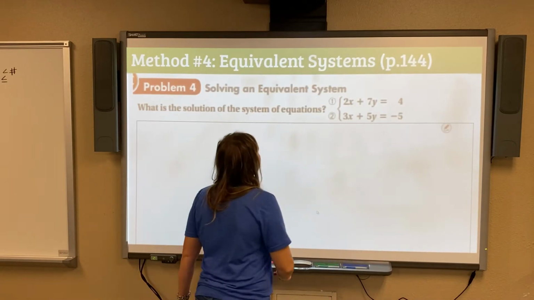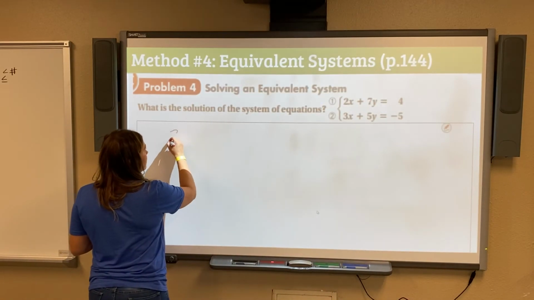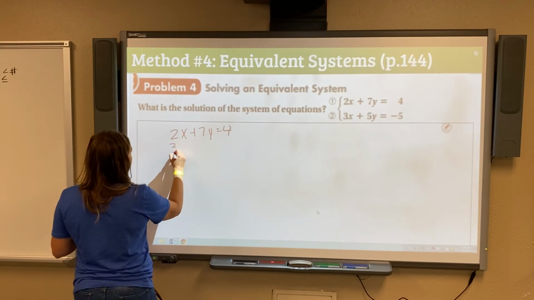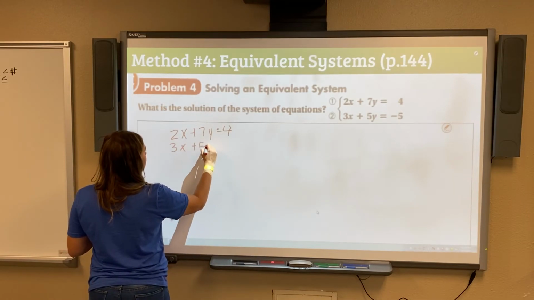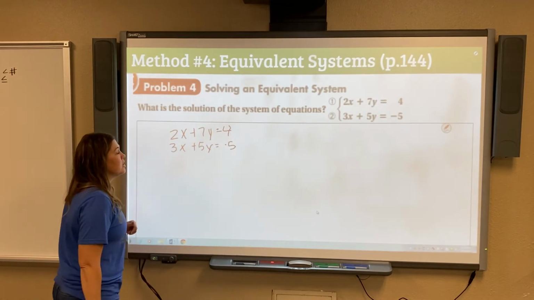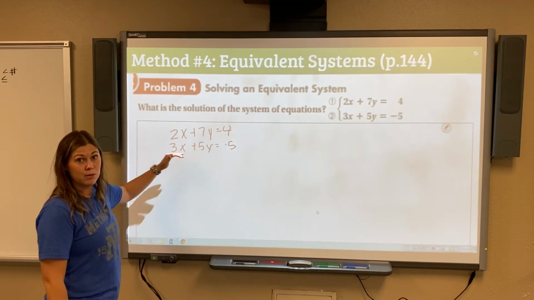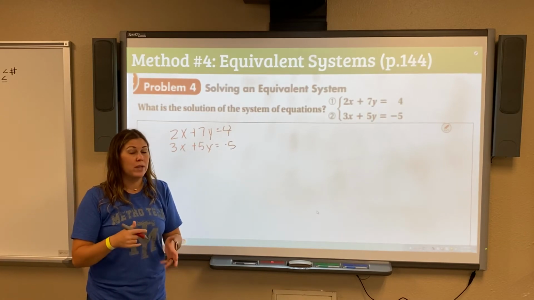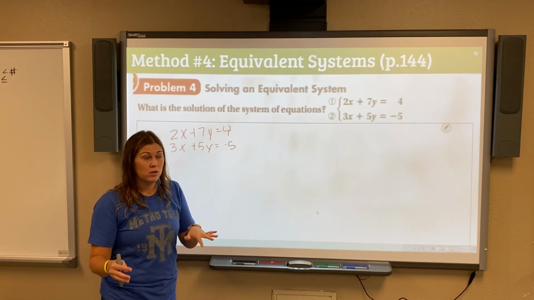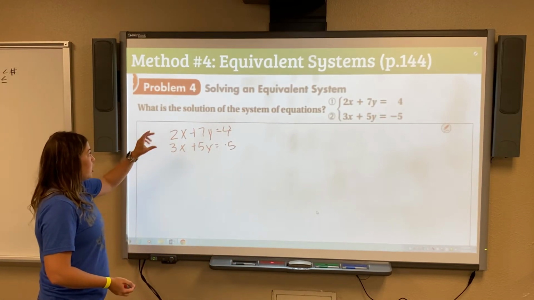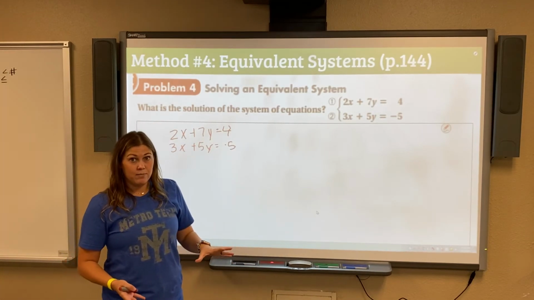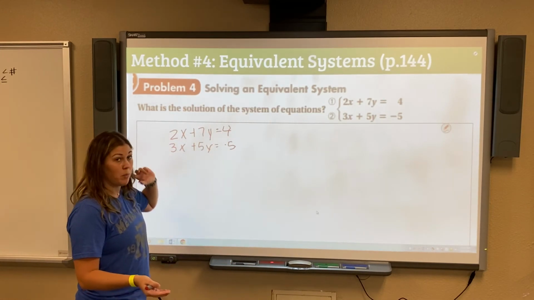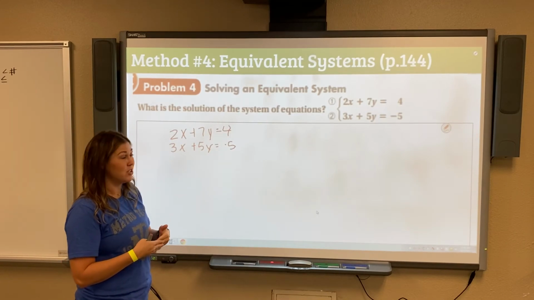So we have 2x plus 7y is equal to 4, and then we have 3x plus 5y is equal to negative 5. If you look here, if we add straight down, 2x plus 3x is 5x, 7y plus 5y is 12y. Nothing eliminates. So we need to do some manipulation to these equations. These need to be opposite, like the previous one, it was 4 and negative 4. Those are opposite numbers. So positive and negative of the same coefficient.